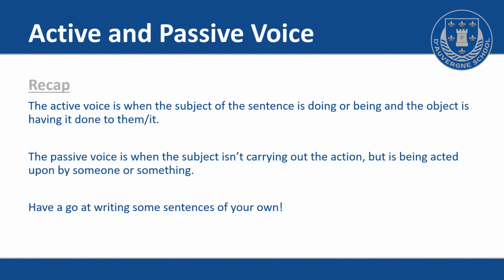Okay, just to have a quick recap. So the active voice is when the subject of the sentence is doing or being, and the object is having it done to them or it. The passive voice is when the subject isn't carrying out the action, but is being acted upon by someone or something. Why not have a go at writing some sentences of your own, and you could test people in your family to see if they can recognise the active and the passive voice.